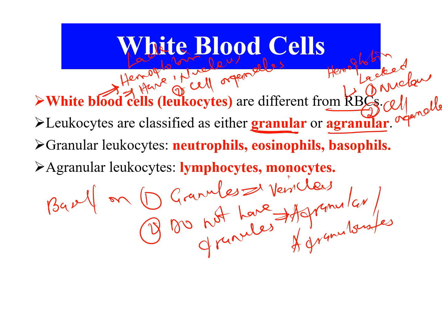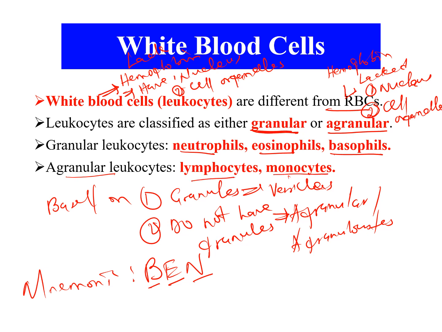There are different types of white blood cells. Those that possess granules, the granular leukocytes, are the neutrophils, the eosinophils, and the basophils. The mnemonic to remember granulocytes is BEN: B for basophils, E for eosinophils, N for neutrophils. Then there are the agranular leukocytes, which are the lymphocytes and the monocytes. Later on in this video, and even in the previous video, I mentioned the different types of lymphocytes, and I'm going to mention them again later on.